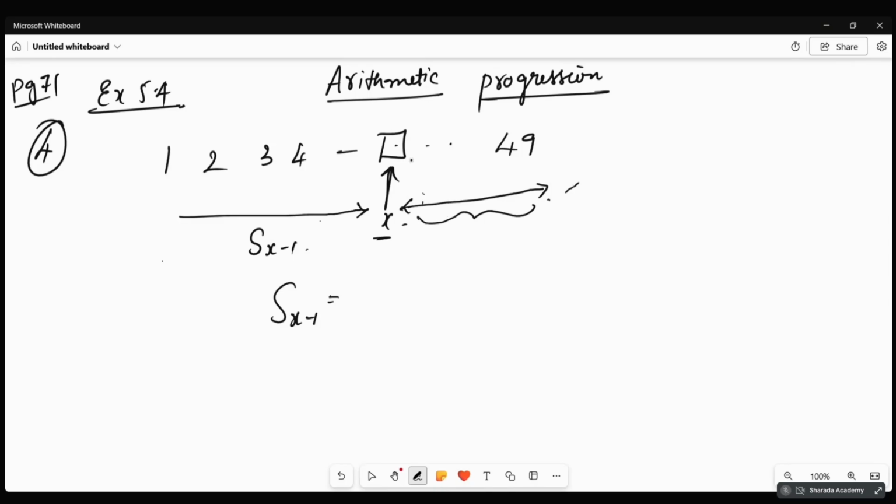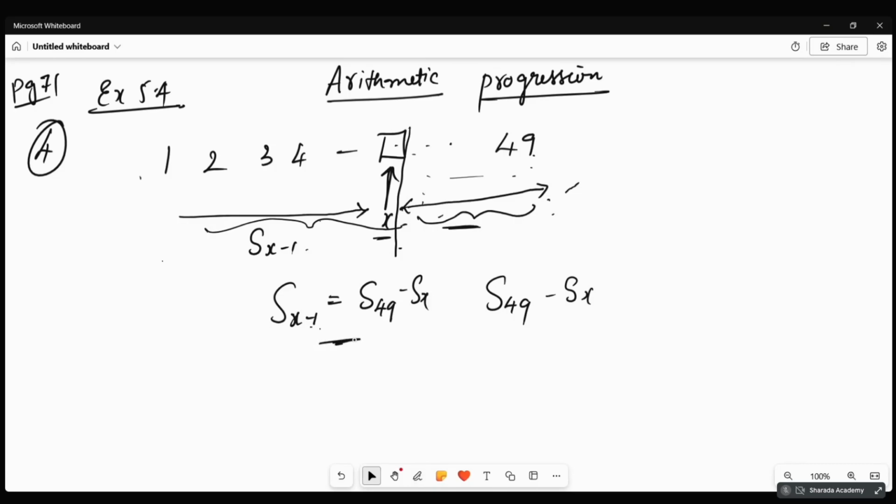Somewhere here, if you add all this, you will get something. But here you can't use Sn directly, correct? Because from in between you cannot add the numbers. We don't have the formula. But what will this value be equal to? If I add everything, it is S49. In that, if I subtract Sx, that will be equal to everything else added. So that should be equal to S(x-1). That is, S(x-1) is equal to S49 minus Sx. This is the given thing.